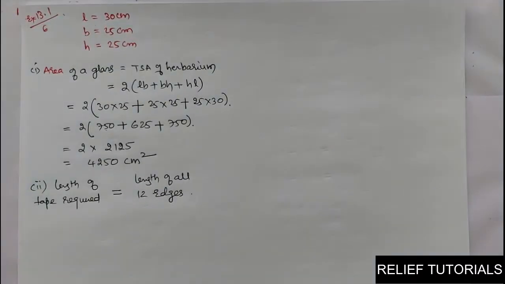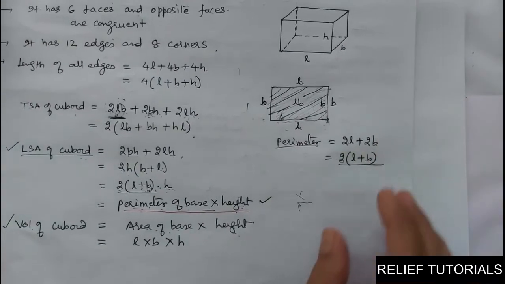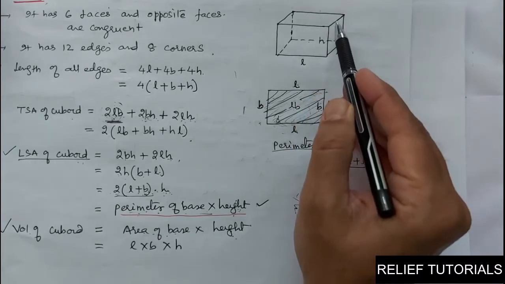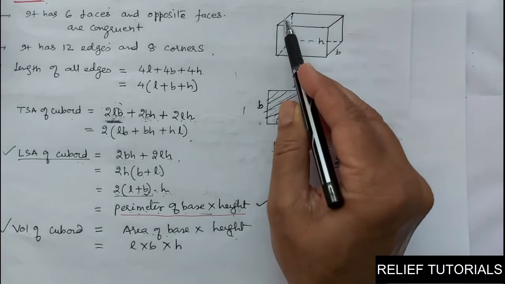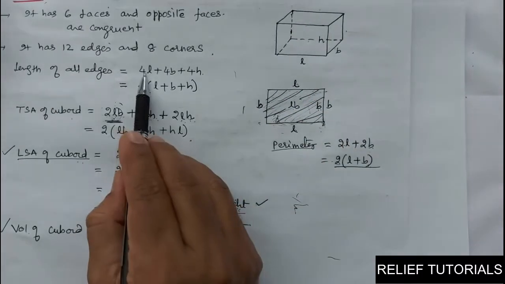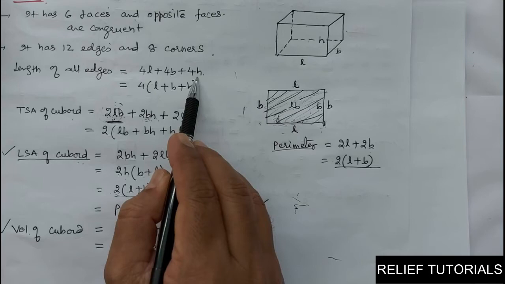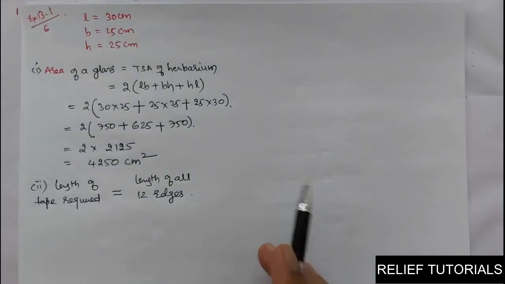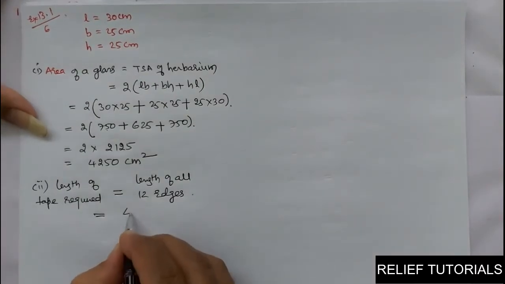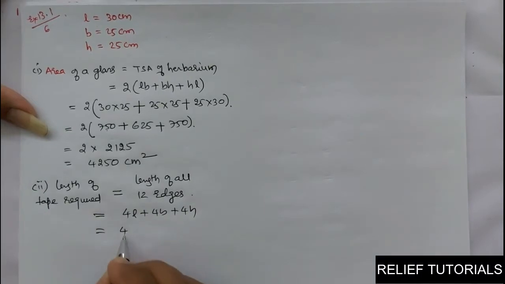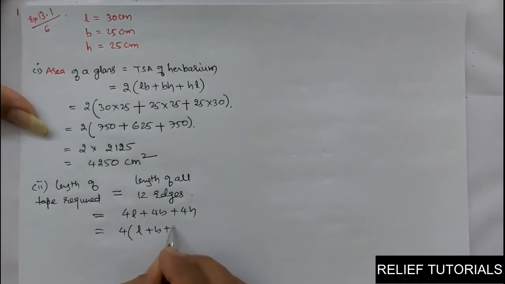We have discussed that in a cuboid, there are 4 lengths, 4 breadths and 4 heights. So 4 length plus 4 breadth plus 4 height gives the length of all edges. So 4 into L plus B plus H is equal to length of 12 edges. That is 4 length plus 4 breadth plus 4 height, so 4 common, L plus B plus H.